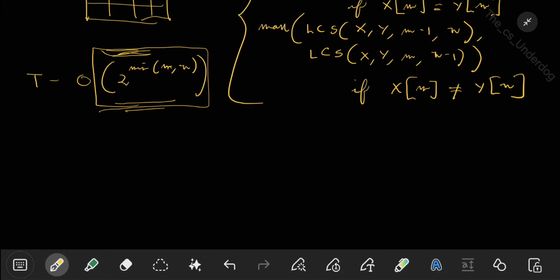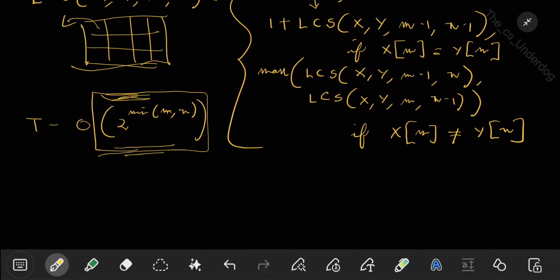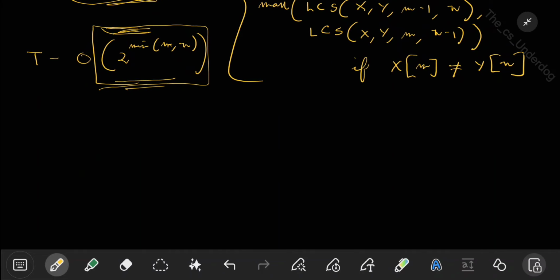So here we are going to use a table for tabulation. Let us see what steps are followed. First step: you have to create a two-dimensional table, a 2D table or matrix. We'll call it the DP table. What should be the size? It should be of size m plus 1 cross n plus 1. This should be the size of your DP table.